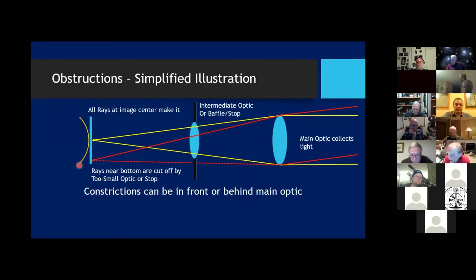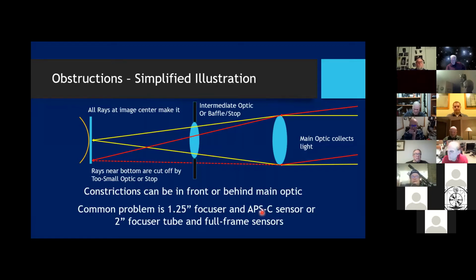And the thing to remember is the constriction may be in front of or behind the main optic. In the case of Newtonians, there's two places where the constriction can occur, for example. In the case of a Newtonian, it could be the inner diameter of the telescope tube at the very front, or it can be the size of the diagonal mirror. Very commonly, telescopes are sold with diagonal mirrors that are too small for their back focus. That's a function of that.